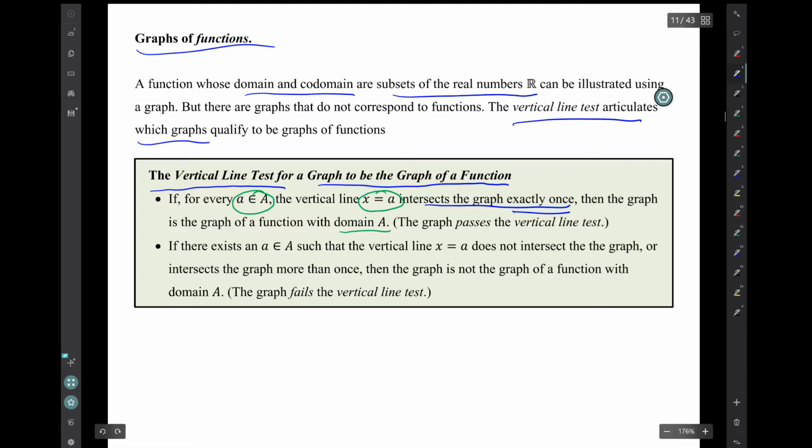That is, the graph passes the vertical line test. On the other hand, if there exists an element little a in set capital A such that the vertical line with equation x equals a does not intersect the graph, or intersects the graph more than once, then the graph is not the graph of a function with domain A. That is, the graph fails the vertical line test.